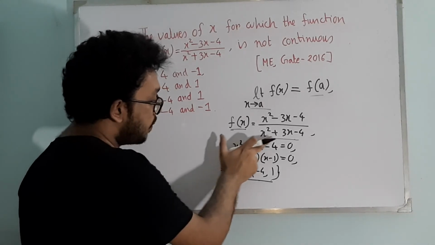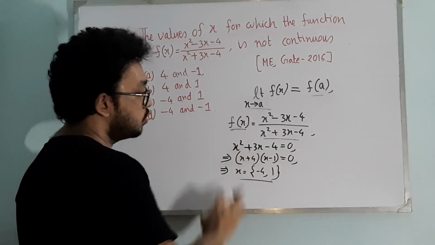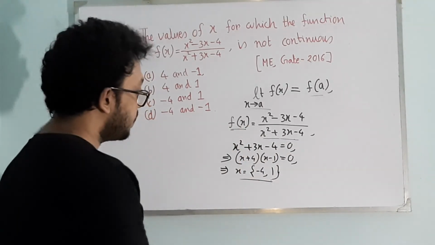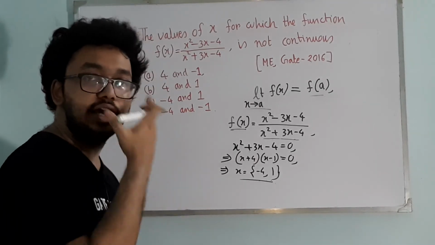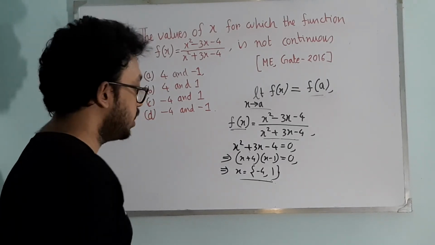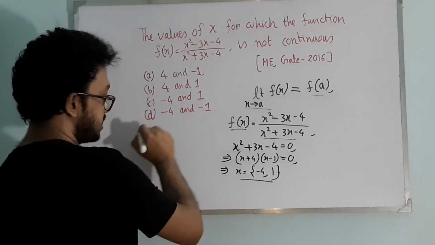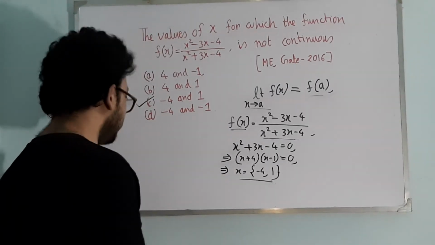So if x² + 3x - 4 is 0, then f(x) will be undefined. So if f(x) is undefined at these 2 points, that is -4 and 1, clearly f(x) will also be discontinuous at those points. So the answer is -4 and 1. So C is the correct option.